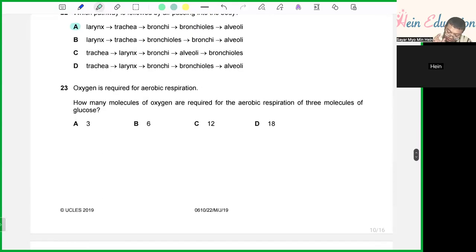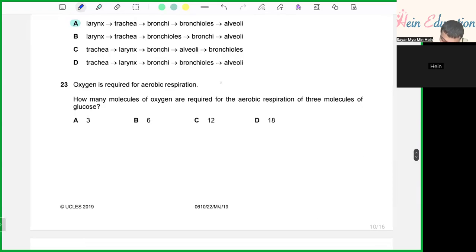And oxygen is required for aerobic respiration. So you can write the equation. For aerobic respiration it is C6H12O6 plus 6O2, arrow, you will get 6CO2 plus 6H2O. And then they ask how many molecules of oxygen are required for the aerobic respiration of 3 molecules of glucose. So one glucose requires 6 oxygen, right? So 6 oxygen.